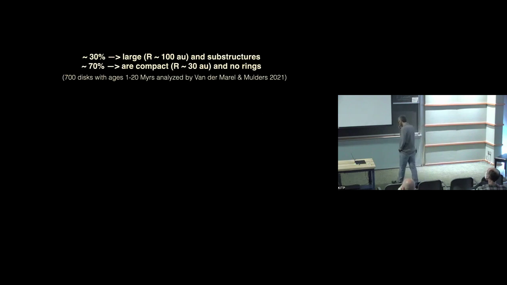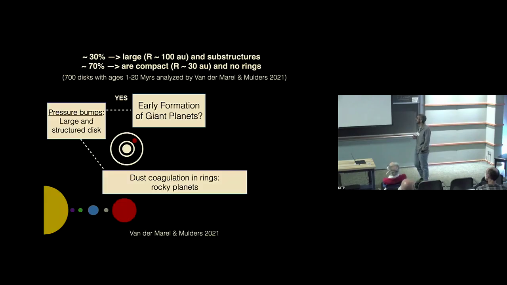So some years ago there was this fantastic paper from Nienke van der Marel and Mulders. They analyzed a lot of ALMA observations. They found that 70% of the disks in their sample are compact, with a radius of 30 AU. So they proposed two different evolutionary paths for extended and compact disks.